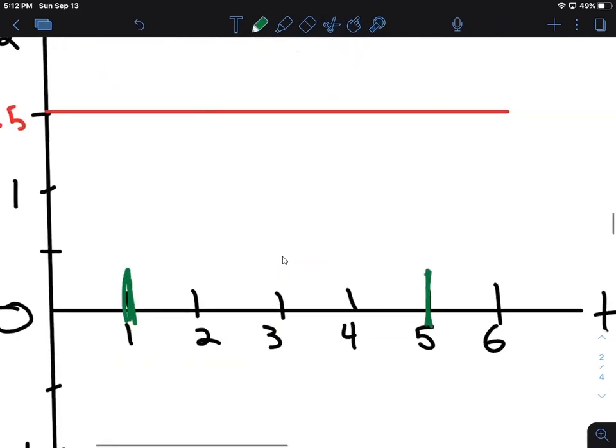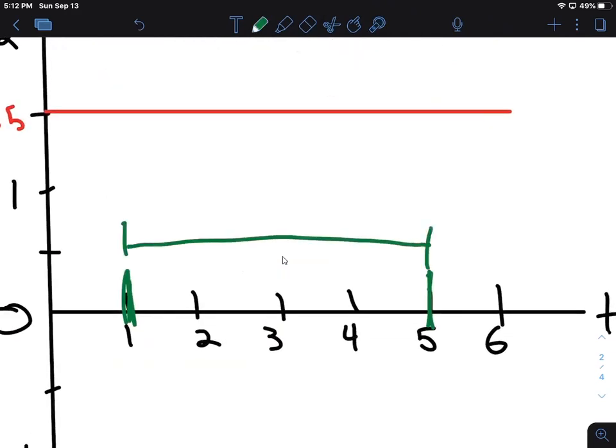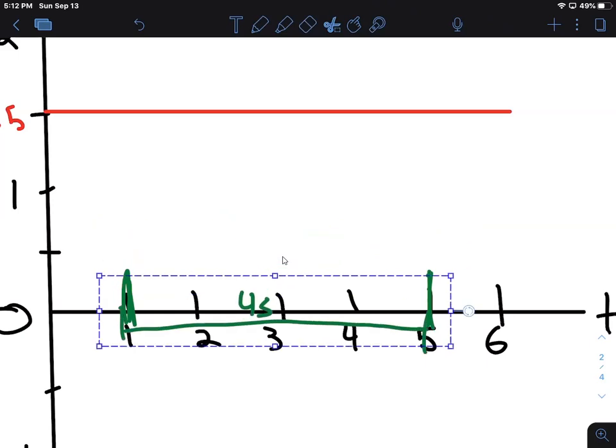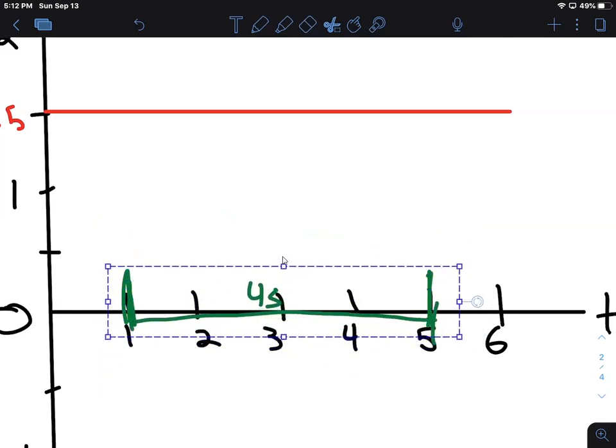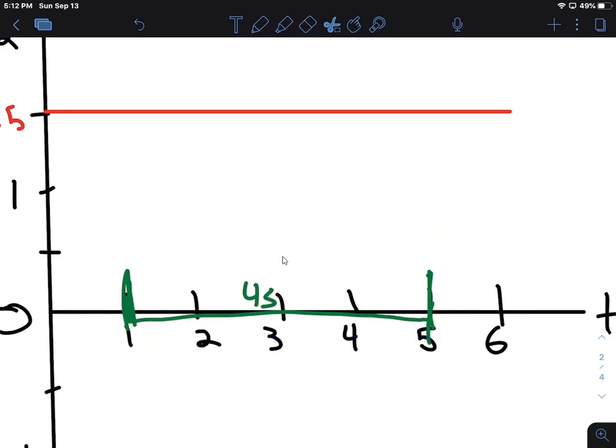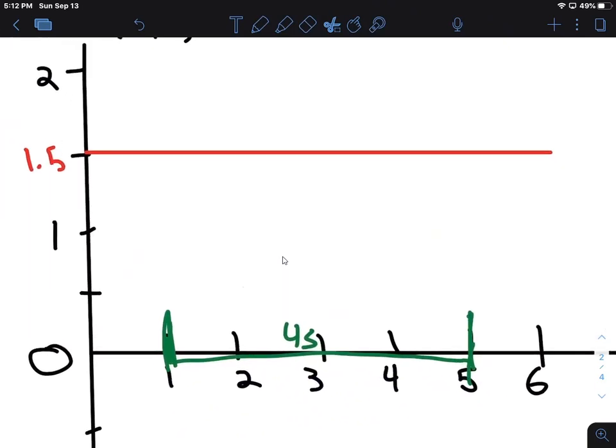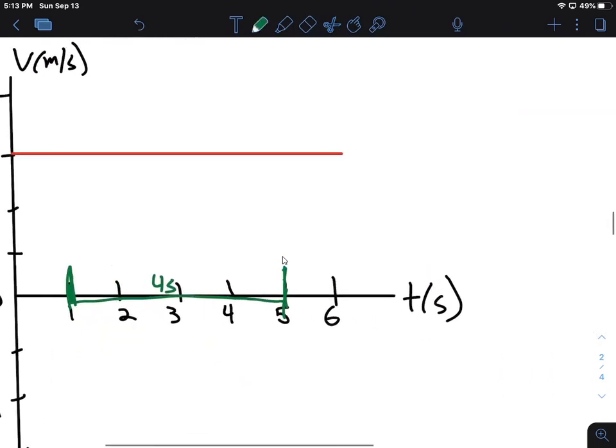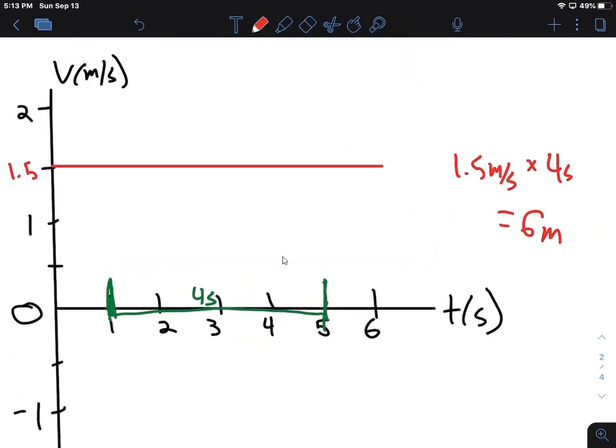I'm traveling from 1 to 5 seconds, so you can see we're kind of working backwards from what we did above. That's 4 seconds as my time interval. Put that right over here. And how fast am I going? I'm going at 1.5 meters per second. So I could say, okay, 1.5 meters per second times 4 seconds. Well, you've got a displacement of 6 meters, which is what we found above on the position graph. But let's look at how that's represented graphically, because this will be really important when we get to the next part of this unit.